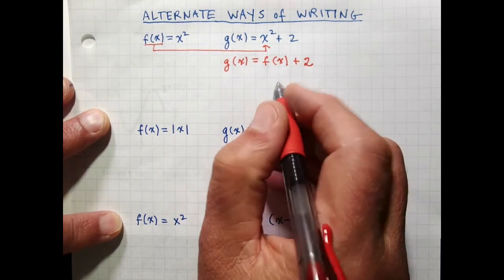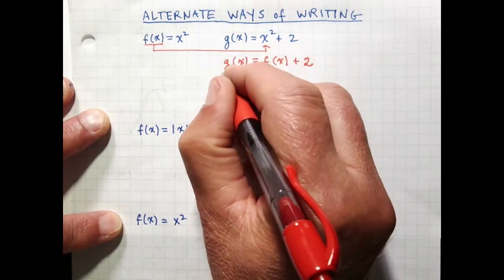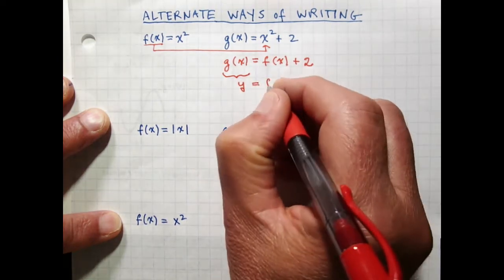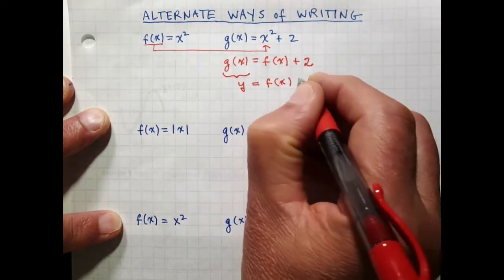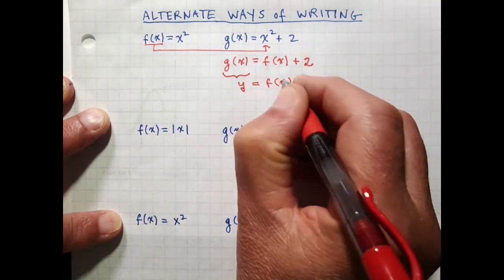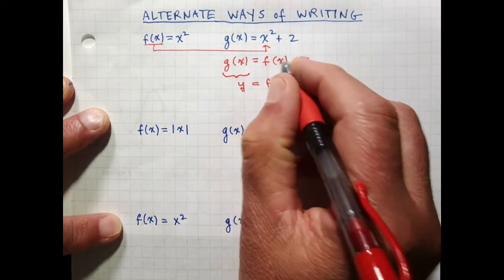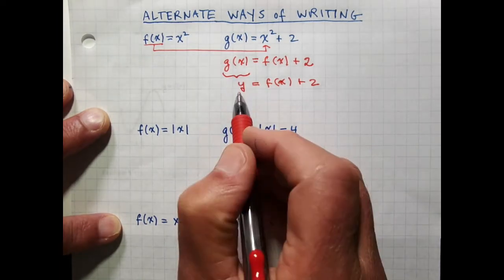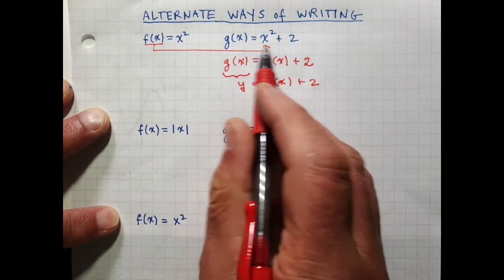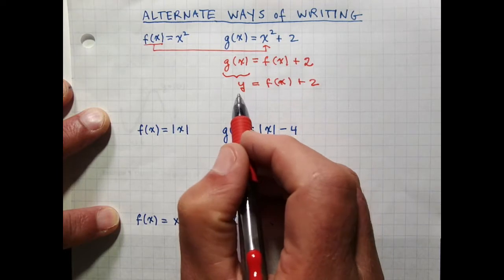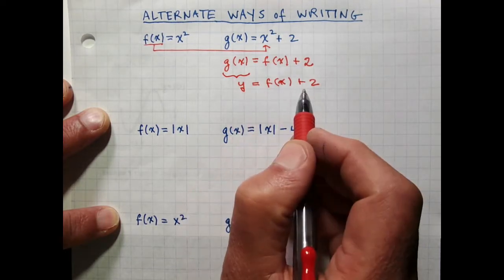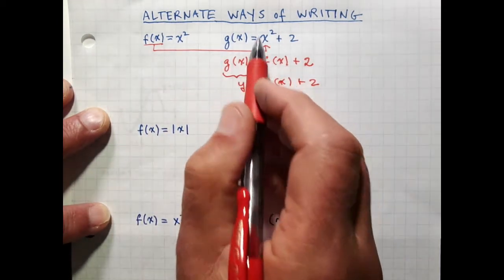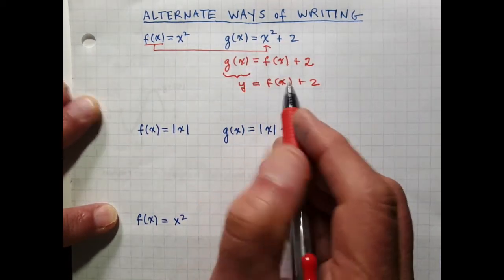And also, you can always call the output for a function y. So sometimes we'll write just y there. We don't want to write y in both positions because that just means two different things. But here, because g of x is the output for this function on the right, sometimes we'll write y equals f of x plus 2. So in this context, these all mean the same thing.